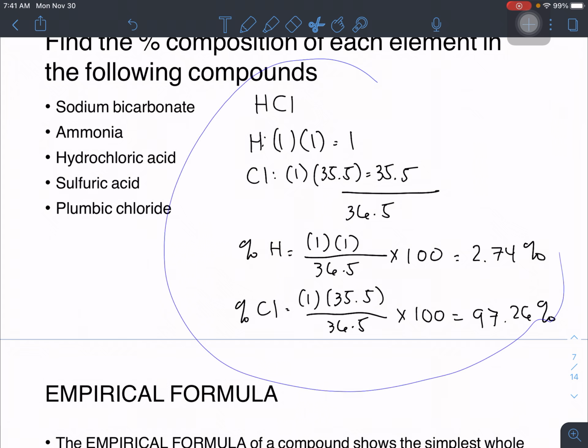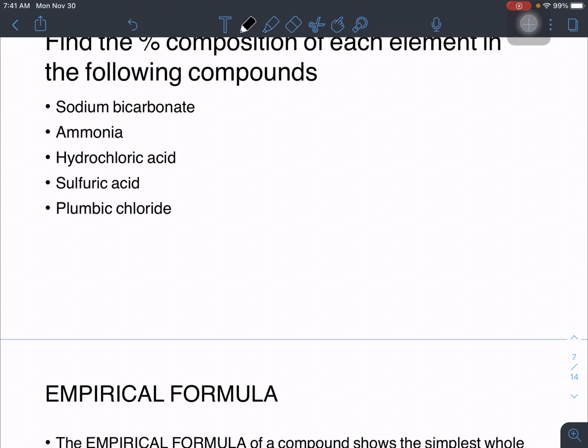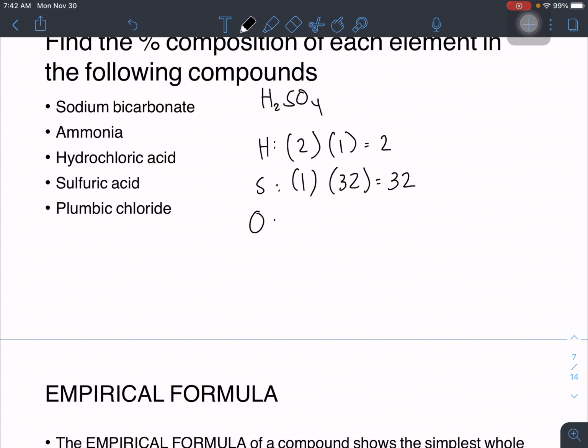Okay, let's try sulfuric acid. That will be H2SO4. For H, there are 2 atoms of hydrogen multiplied by 1. That will be equal to 2. For sulfur, there is 1 multiplied by 32, that will be equal to 32. And oxygen, that will be 4 multiplied by 16, which is equal to 64. So the total will be 98.